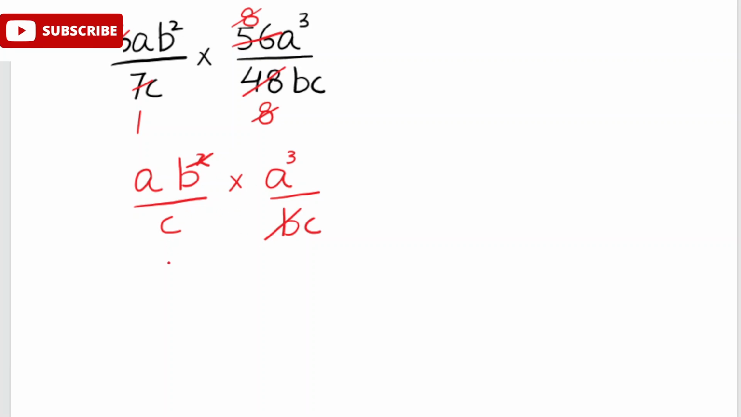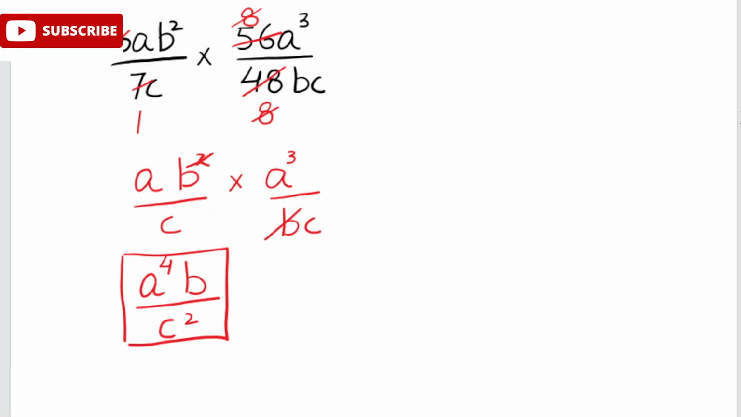Now the final answer of this part is a power 4, because when there is a multiplication sign between the variables, their powers add up. So a power 4 b by c square. This is the final answer of this part. I hope you got it. After this one, let's move on to the next, part B.